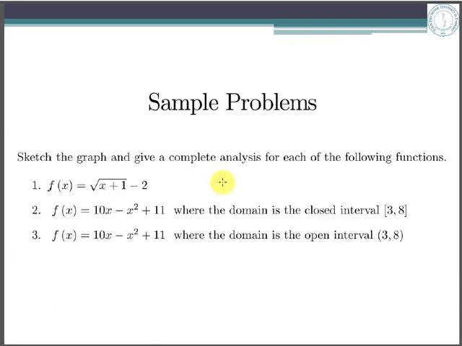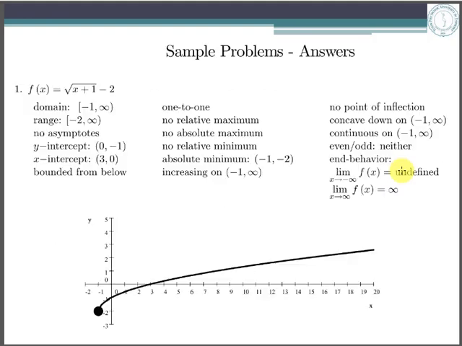So here we can see some samples of this analysis. The first function is the square root of x + 1, minus 2. We need to sketch the graph and give a complete analysis for each of the following functions. So let's consider the first one, and here is the complete analysis for it.